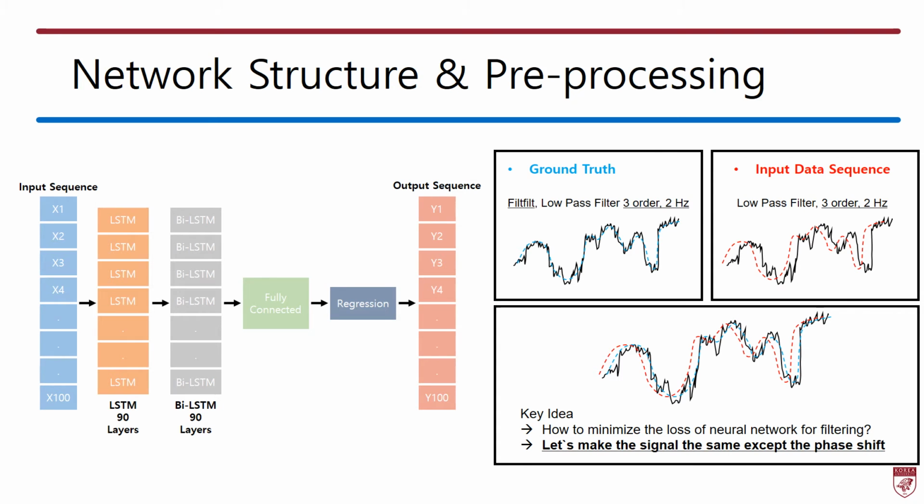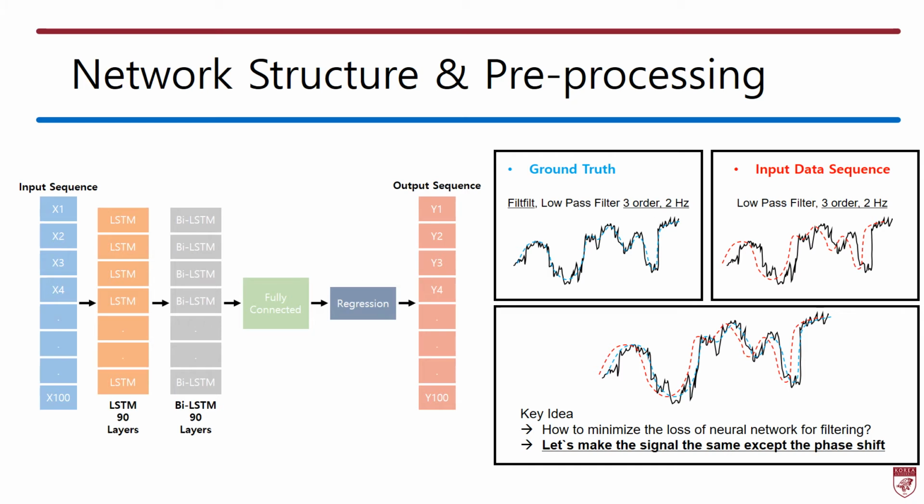The structure of my proposed neural network is as follows. If you look at the structure on the left, 90 LSTM layers and 90 pi LSTM layers are arranged to provide a total of 180 hidden layers. An LSTM neural network was built through fully connected layers and regression. It was designed using a filter for removing phase delay as ground truth.